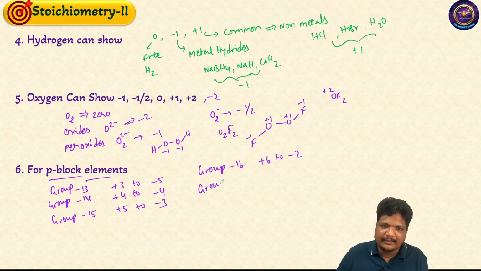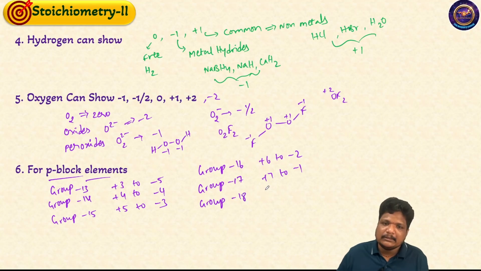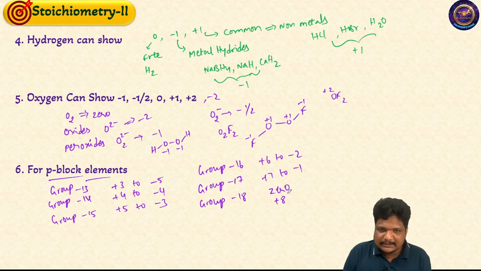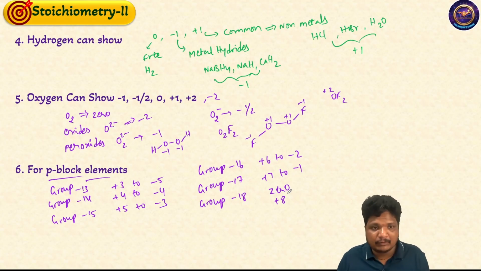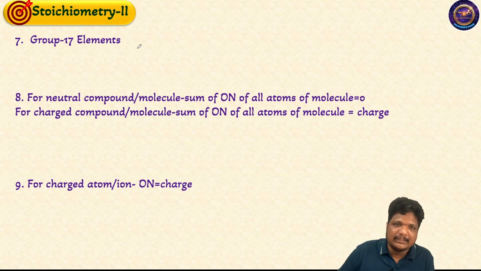In group 17, they show plus 7 to minus 1 oxidation state. In group 18, they show 0 oxidation state, and the maximum oxidation state is plus 8, which we can observe in the case of xenon. Plus 8 is the highest oxidation state present in group 18 elements. So this is about the p-block elements. Now coming to group 17 elements, these are halogens.